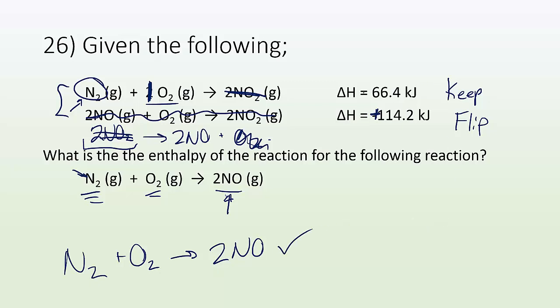So because I kept that first equation, I leave it how it is. I flip the second one, so I change the sign, and now I combine that. And I end up with a value of a positive 180.6 kilojoules. And that is my answer.